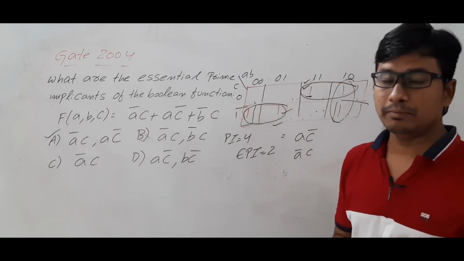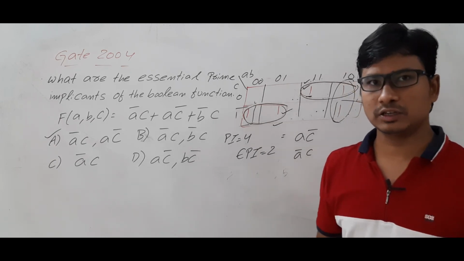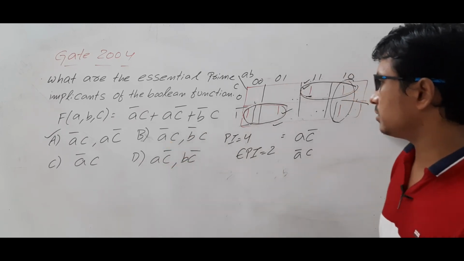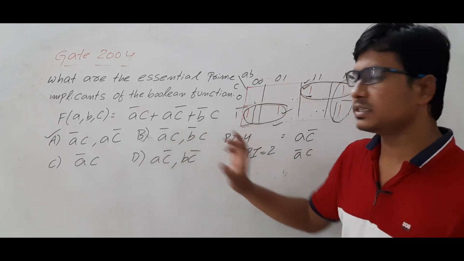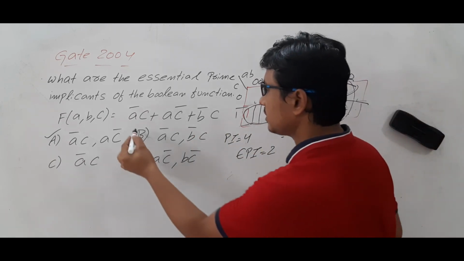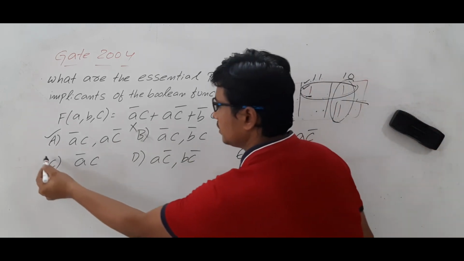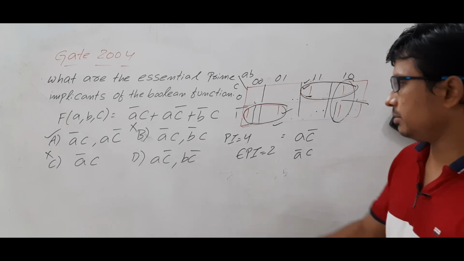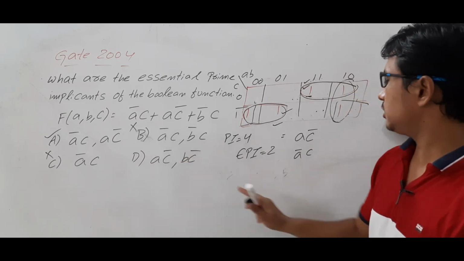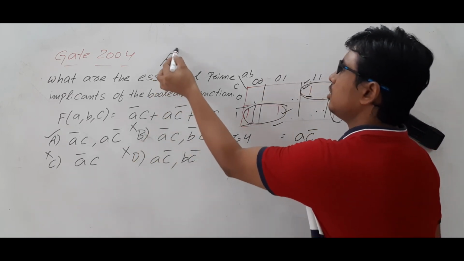We will check it. But remember one thing, from this year multiple right answers are also possible. So we need to verify each option. Come to option B. A complement C is there, okay, but B complement C I did not get. So this is not a right answer. And C is saying only one essential prime implicant. Wrong, because we have 2 essential prime implicants. Option D, A C complement, okay, but it is saying B C complement. It is wrong. So the right answer for this question is option A.